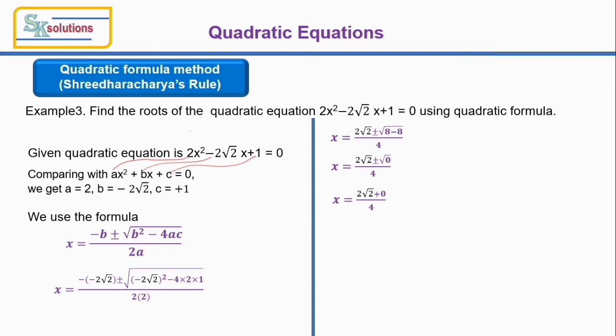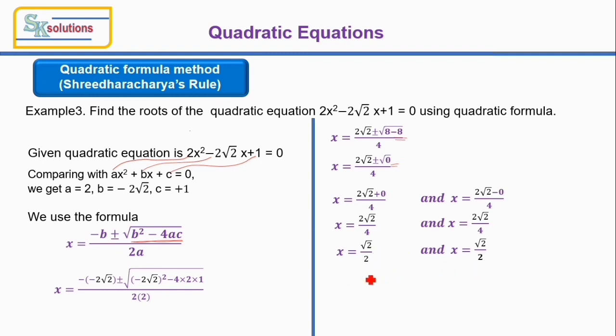So x is equal to 2 root 2 plus minus root over 0 divided by 4. So x is equal to 2 root 2 plus 0 by 4, or x is equal to 2 root 2 minus 0 by 4. So we'll get x is equal to 2 root 2 by 4 and x is equal to 2 root 2 by 4, because this is the case of discriminant. You can see we have discussed the discriminant in the beginning of this video. This root over b square minus 4ac is called the discriminant, and that value we are getting here as 0. Since that value is 0, we are getting equal roots. So the roots are x is equal to root 2 by 2 and x is equal to root 2 by 2.